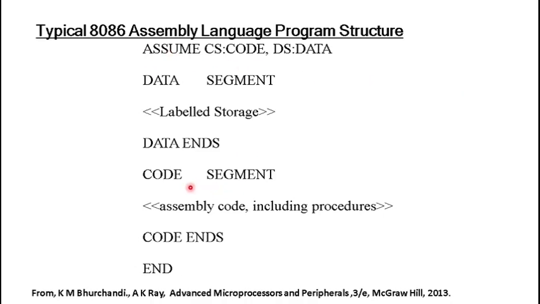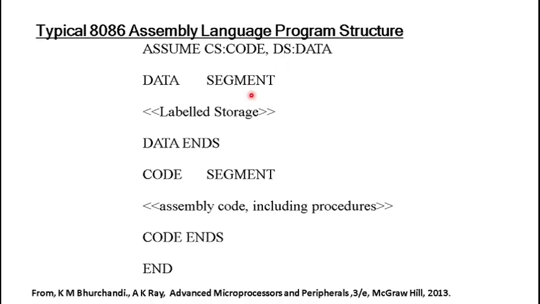Similarly for the code segment, we have to mark where the base of the code segment starts and we have to put it in CS. That is done over here. So this ASSUME directive is very important. Apart from segment declaration, it will actually link the start of each segment to the base registers which are required for executing a program.